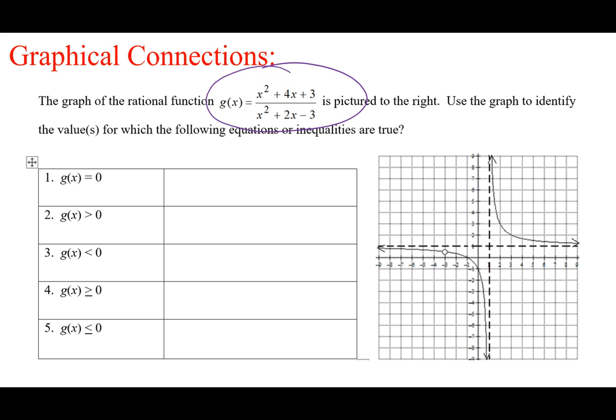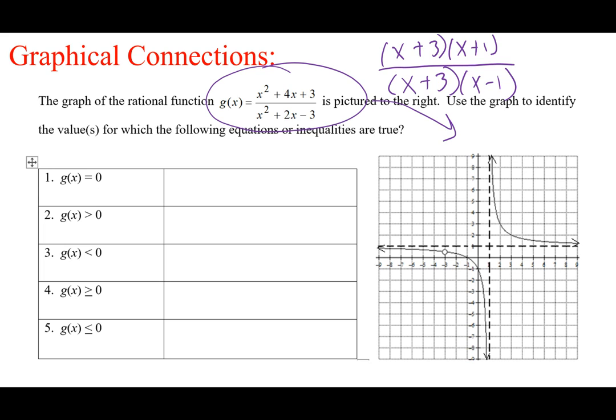But before we do that, we want to talk about what the answers mean in terms of the graph. Because if you had the graph in front of you, you could answer these inequalities without actually doing all this work. But ultimately, the answer should be the same. So if you were to factor it, you would factor the numerator as x plus 3 and x plus 1. If you were to factor the denominator, that would give you x plus 3 and x minus 1.